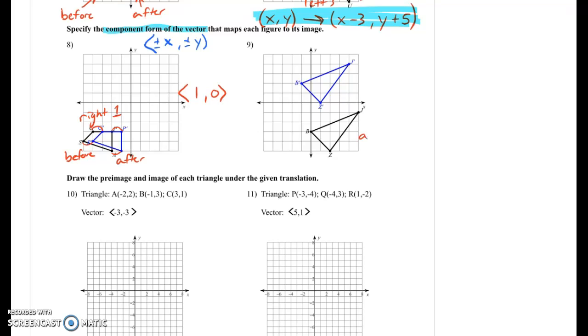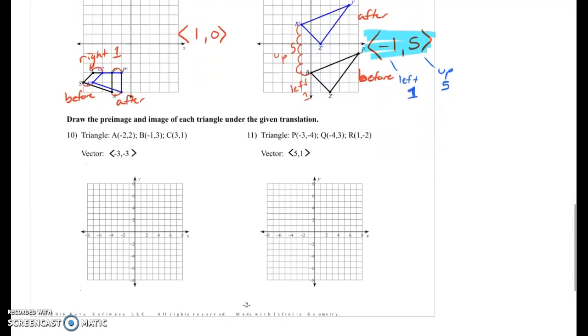Go ahead and try number 9, with this being your before and this being your after. Left 1, up 5. Go ahead and write your vector. And this is the correct answer. If you got it, good job. Now we have 2 more left.